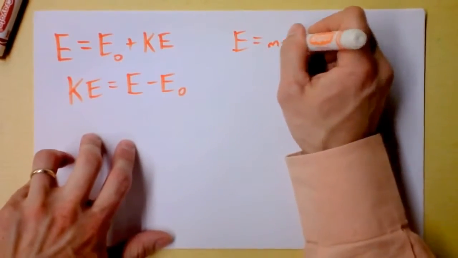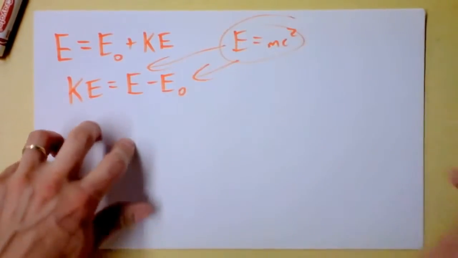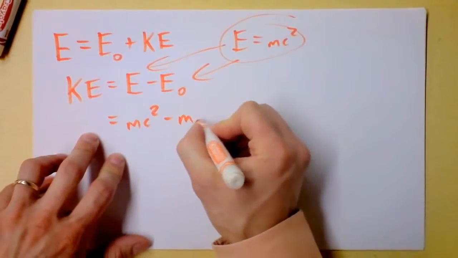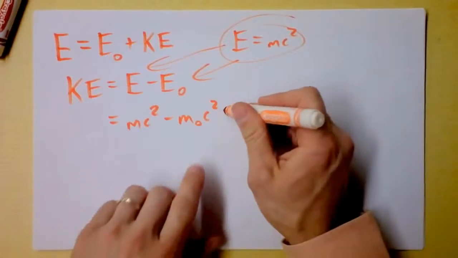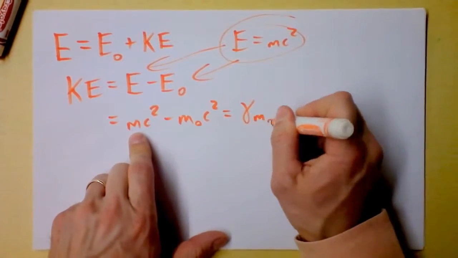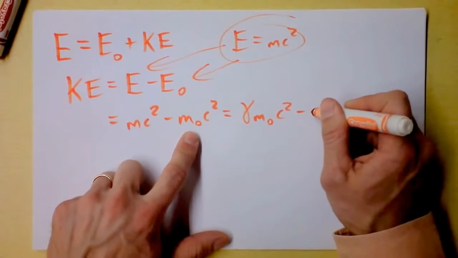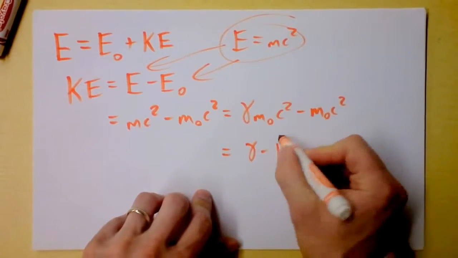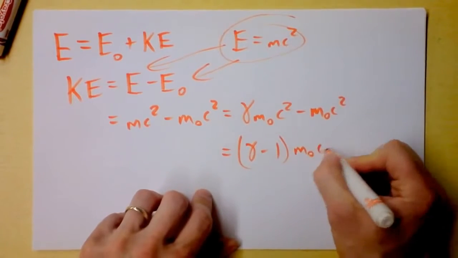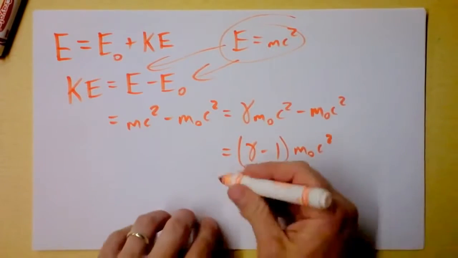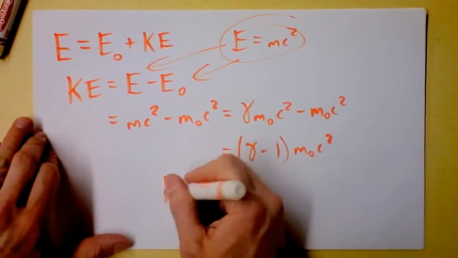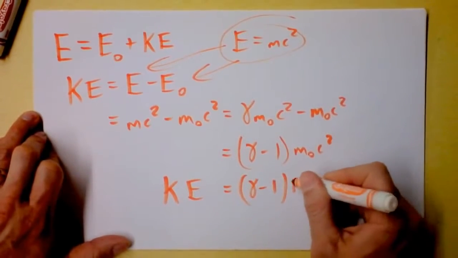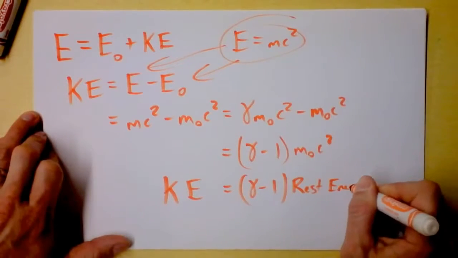What did Einstein say? E is mc squared or something like that, and he plugs it in here, and he plugs it in there. And I'm going to expand this just a little bit. This looks like mc squared minus m naught times c squared. Ooh, and mc squared is gamma times m naught times c squared, and then I'm supposed to subtract m naught times c squared, factor out the m naught c squared, and I get gamma minus 1. Oh, cool. Times m naught c squared. And that is the rest energy. So I'm saying kinetic energy is gamma minus 1 times rest energy.